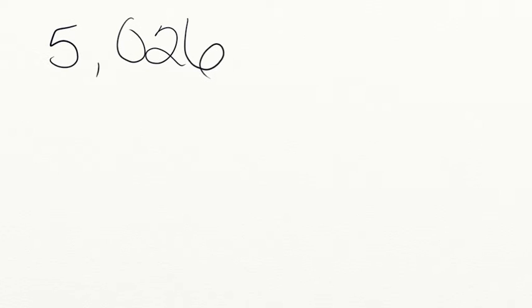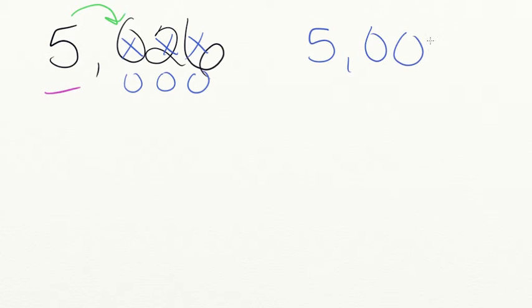Let's go through some practice problems just to make sure. I want you to round 5,026 to the nearest thousands place. Step 1. Underline the place value that you're rounding. Step 2. Look at the number directly to the right of the place value you're rounding. Step 3. If this number is less than 5, then we keep our 5 the same and we replace our remaining place values with 0. So 5,026 rounded to the nearest thousands place gives us a value of 5,000.